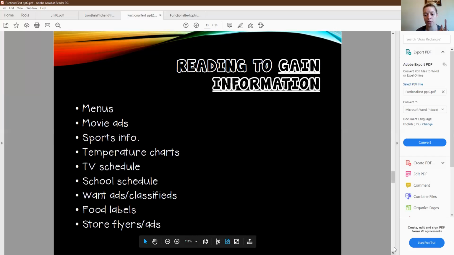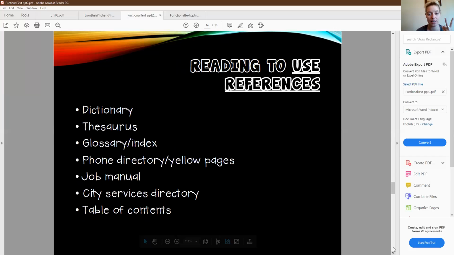So we have following directions, gaining information, references, okay? So this is where dictionaries, thesauruses, glossaries, phone directories, okay? Job manuals, table of contents, okay? Which we see a lot in different books that we read. Okay, we're using this as references. When you guys look up a vocabulary word, you use a dictionary, which is a functional text because we're looking up the definition. So it's used as a reference.